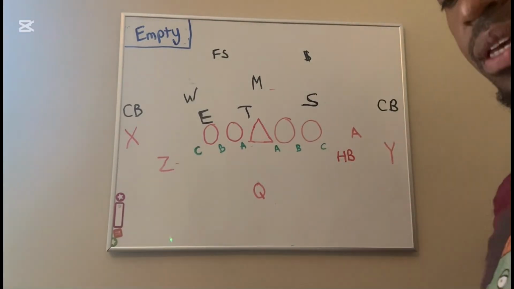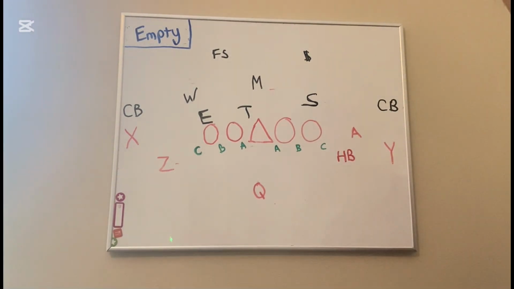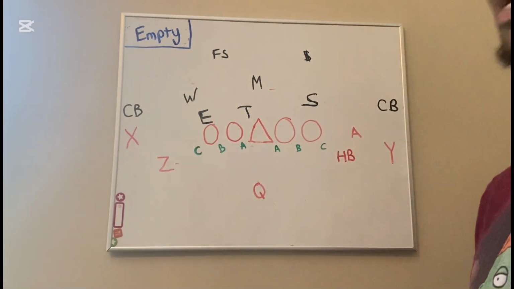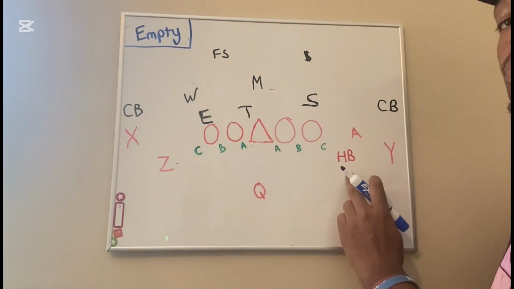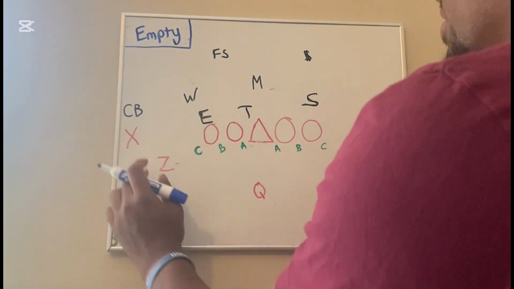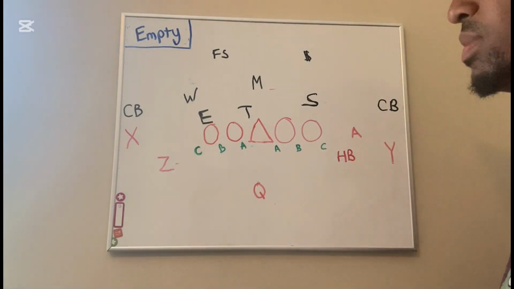Now we're getting into something that is called the empty look. Really, really simple. Empty means there's nobody back there but the quarterback. Halfback has now been slotted out to one of the sides, either left or right. Right now I have halfback on the right side. X, Z, A, and Y receiver as well. Quarterback is the only person in the backfield.